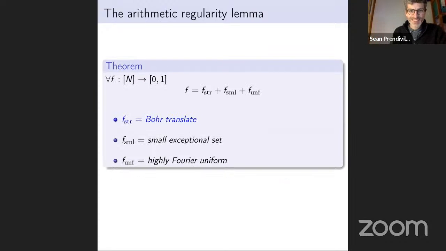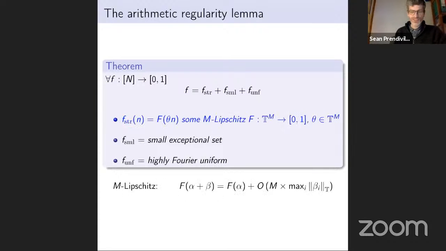So where are the quantifiers in this theorem? Well, first I'm going to get specific about what these heuristic descriptions mean. So what's a Bohr translate? It's slightly unwieldy, but you should think about this as a smoothed out, low complexity Bohr structured function. You might want to think about this function capital F as some sort of bump function on the torus, which is quantitatively continuous. It's M-Lipschitz, where M is a sort of complexity parameter which measures the complexity of this bump function on an M-dimensional torus.